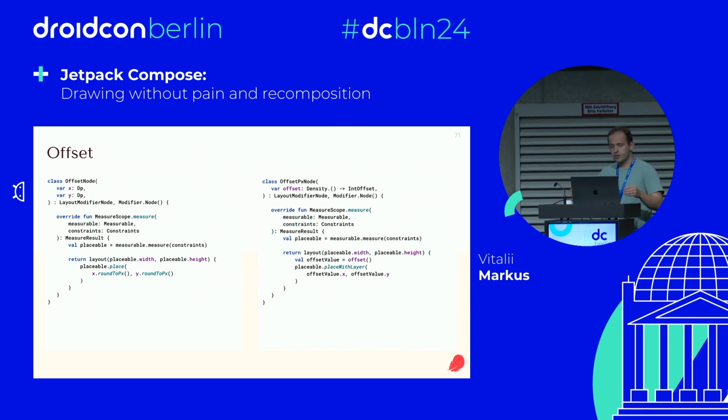Let's go a little bit deeper to understand. The left one is the modifier that takes dp and creates an offset node inside. The right one takes lambda and creates an offset px node inside. The first modifier and offset node uses dp, so we can say that it reads the state value at creation time, which happens during the composition phase. Meanwhile, the second one takes a lambda and calls it only in the placement or layout phase. This is how we move reading our state from one phase to another.